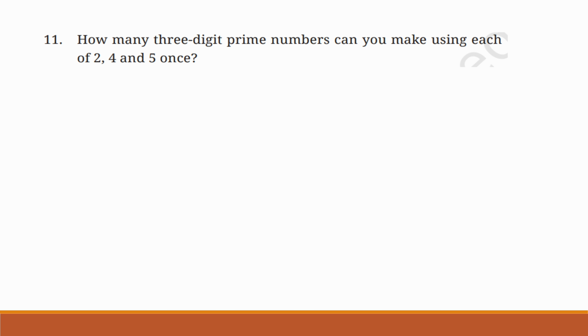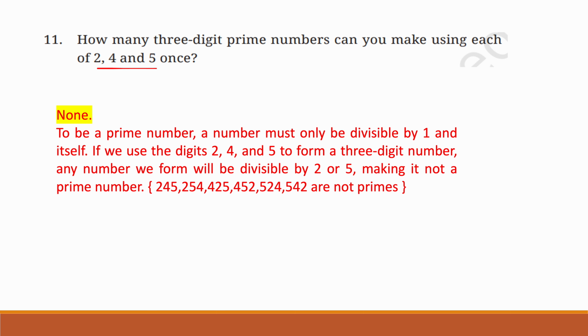How many 3-digit prime numbers can you make using each of the digits 2, 4 and 5 once? Answer is none. To be a prime number, a number must only be divisible by 1 and itself. If we use the digits 2, 4 and 5 to form a 3-digit number, any number we form will be divisible by either 2 or 5, making it not a prime number.